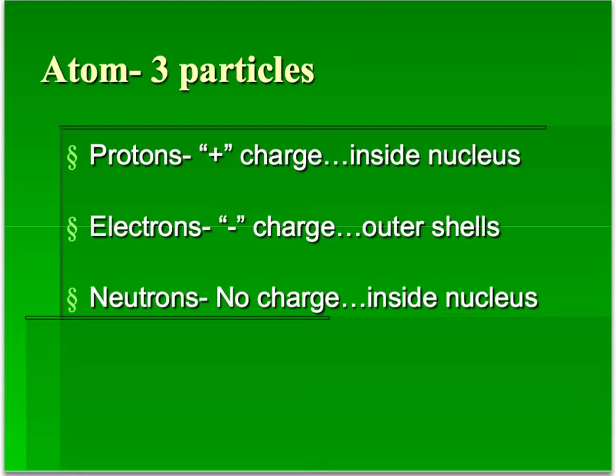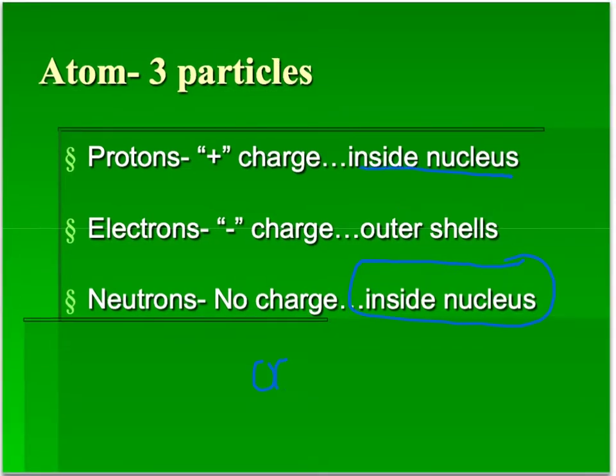In terms of location, protons are located inside the nucleus along with the neutrons, and then the electrons are on the outside. So if we're looking at our atom, we would just have our protons and our neutrons on the inside, and then our electrons orbiting on the outside.